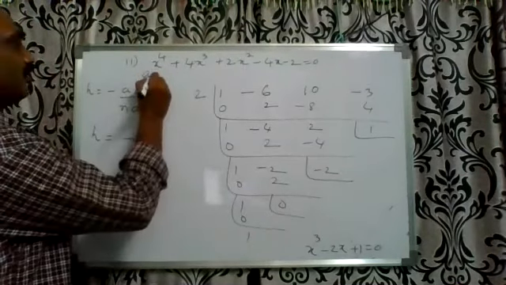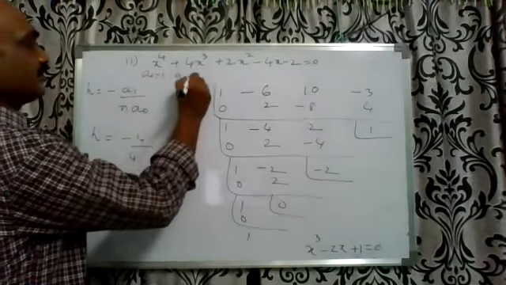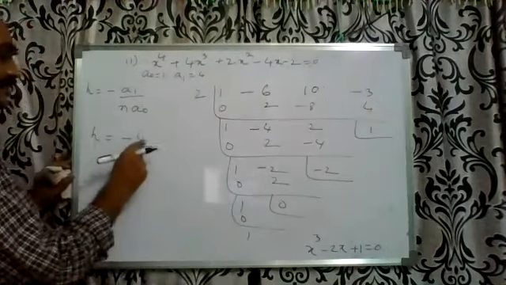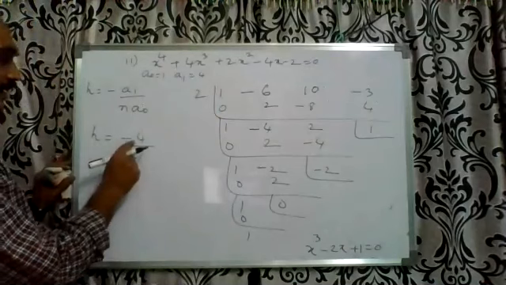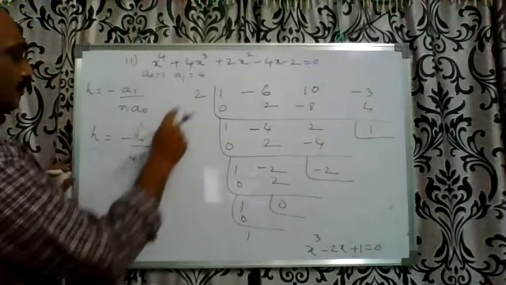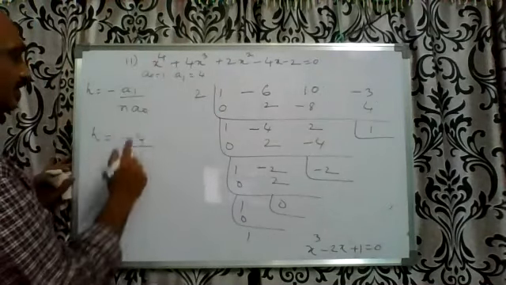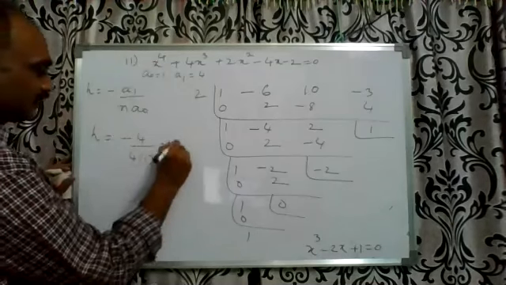This is A0. A0 is equal to 1. A1 is equal to 4. h is equal to minus A1 by N into A0. A1 is equal to 4. N is the highest degree, 4. A0 is equal to 1. That is equal to minus 1.